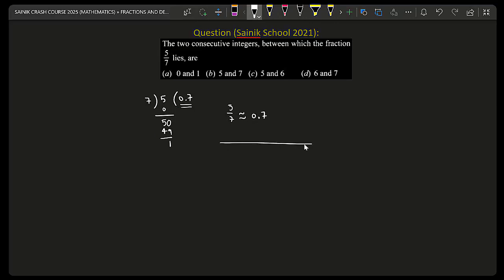And on the number line, if you take the integers, this is 0, this is 1, this is 2, this is 3, this is 4, and so on. Where does 0.7 lie? It lies approximately here, right? So it lies between which two integers? It lies between 0 and 1, right? So the correct answer is option A. Students, any doubts in this solution, you can raise a hand. Otherwise, you can copy this solution.